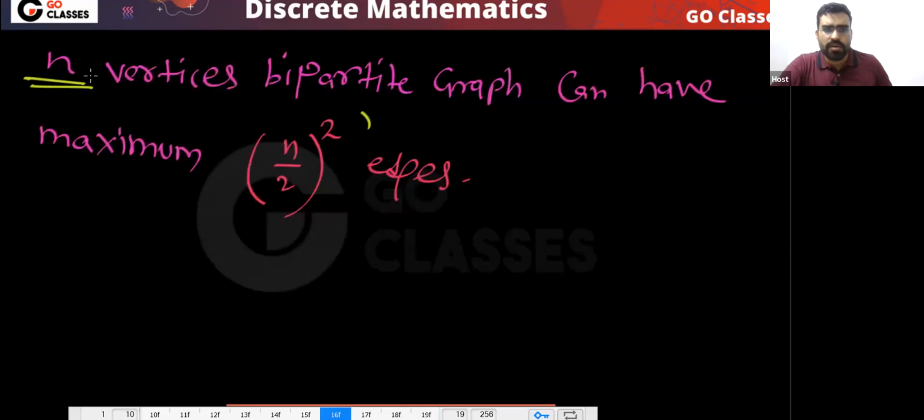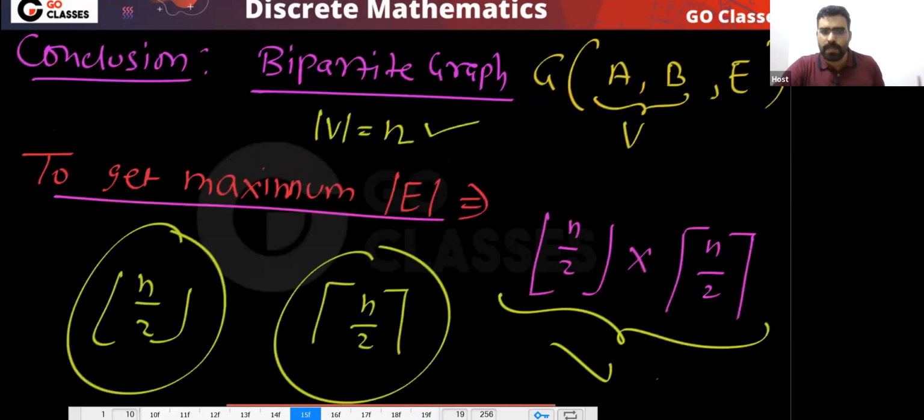If you have an n-vertex bipartite graph, then at most these many edges you can have: n by 2 whole square, or I can say floor of n by 2 times ceiling of n by 2. This is the exact value.